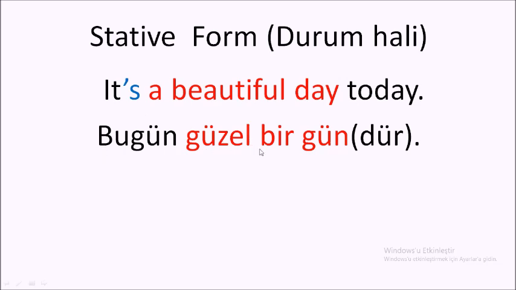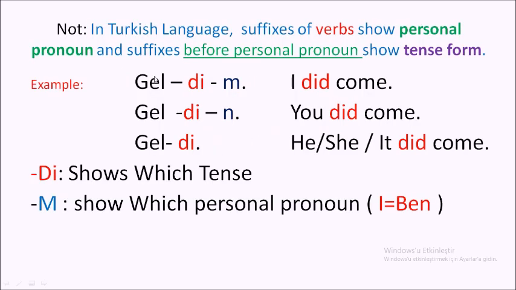Bugün güzel bir gün. As you see here in these sentences, there is no action. Alright, so this is how we use it. So let's see the next part. There's a note which you have to remember all the time. In Turkish language, suffixes of verbs show personal pronoun, and suffixes before personal pronoun, this is important here, show tense form. That means future tense, past tense, present perfect tense, present continuous tense, and so on.